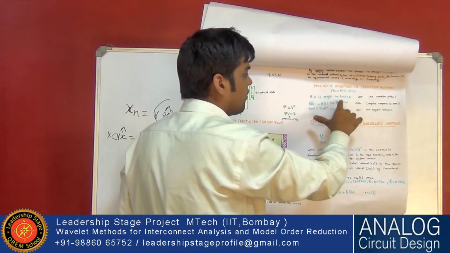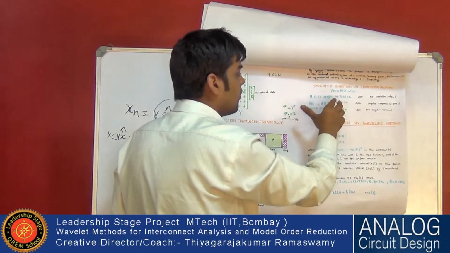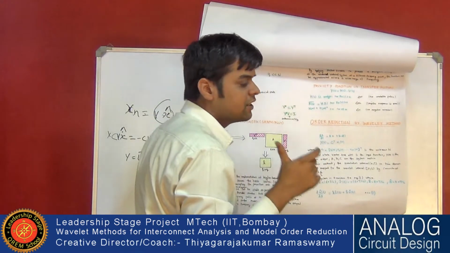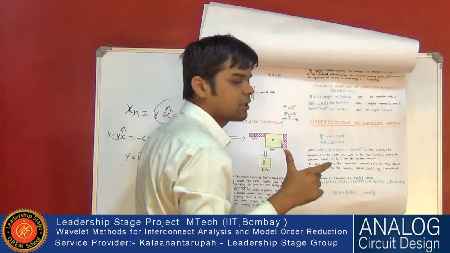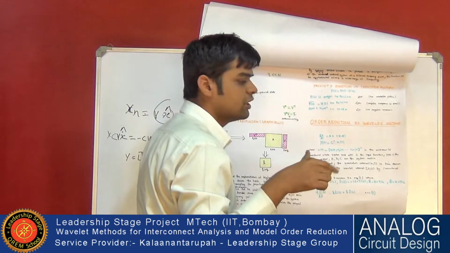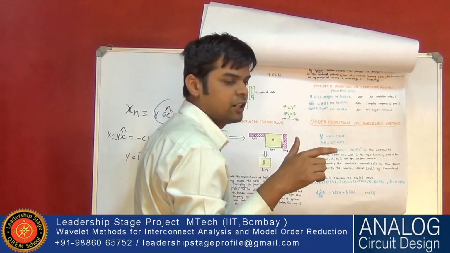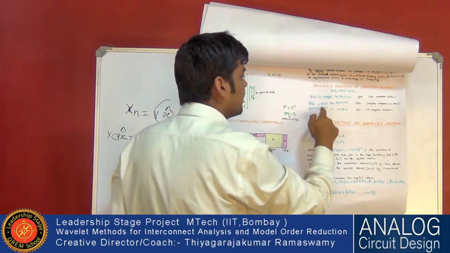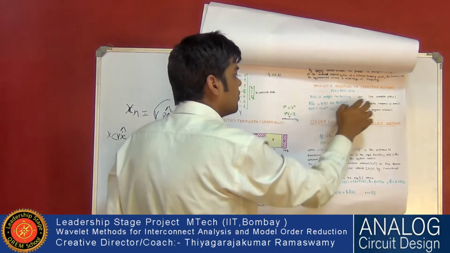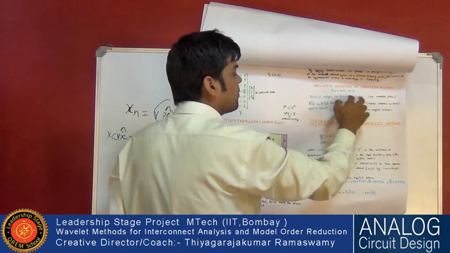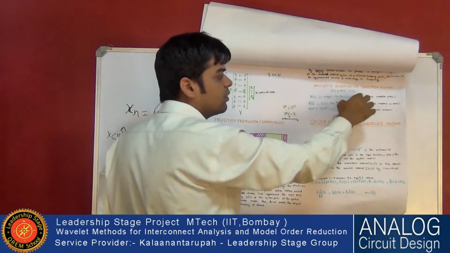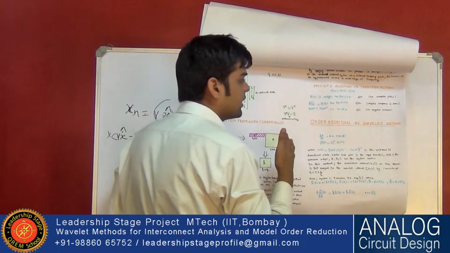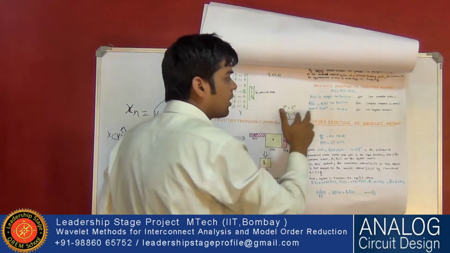H(s) is analytical for Re(s) greater than 0, for all real s. If any function is infinitely differentiable, that is, you can take the derivative infinite times, that's why it is analytical. And the impulse response is real, and there is no unstable pole. All poles are in the left half of the plot.